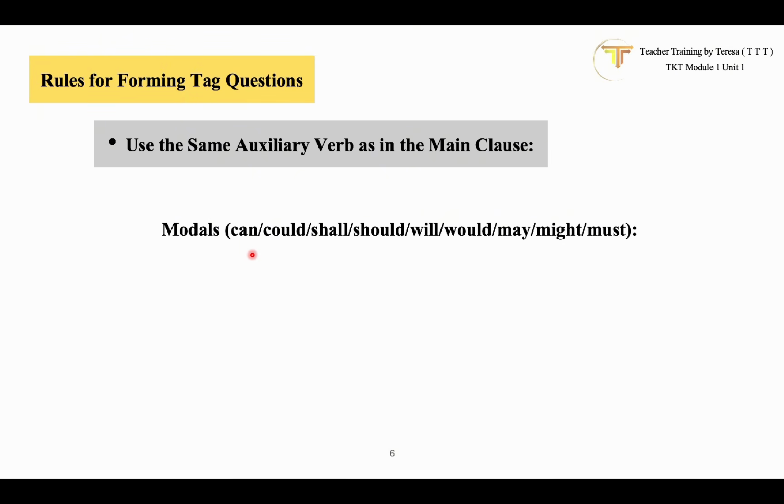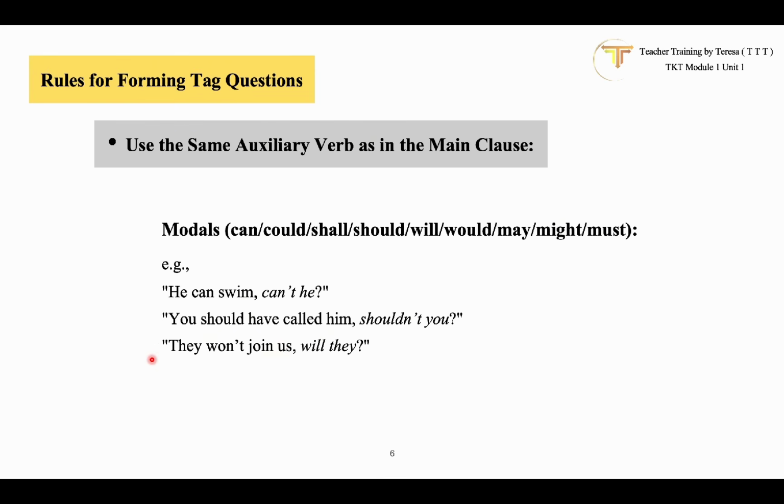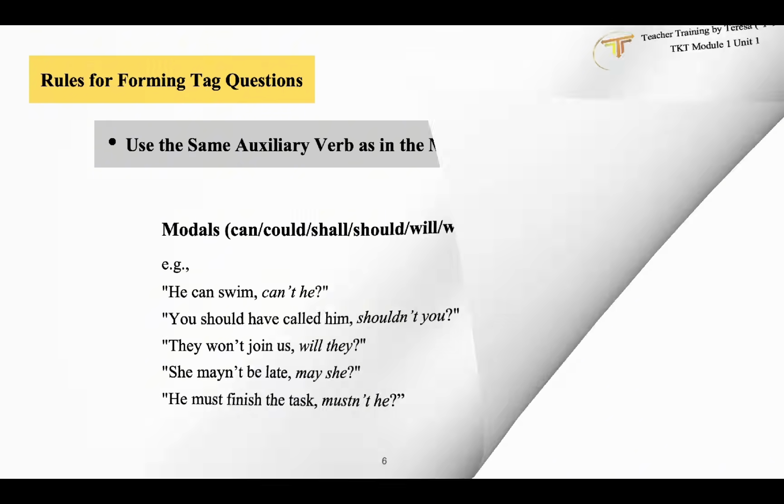Modals: can, could, shall, should, will, would, may, might, must. Examples. He can swim, can't he? You should have called him, shouldn't you? They won't join us, will they? She mayn't be late, may she? He must finish the task, mustn't he?